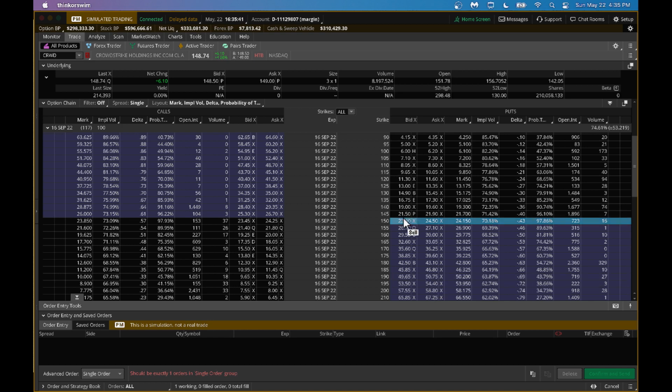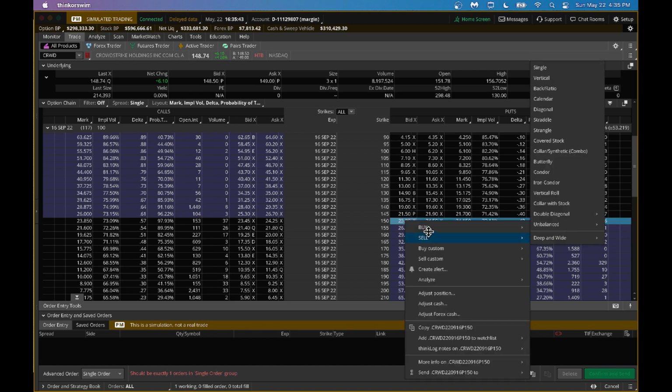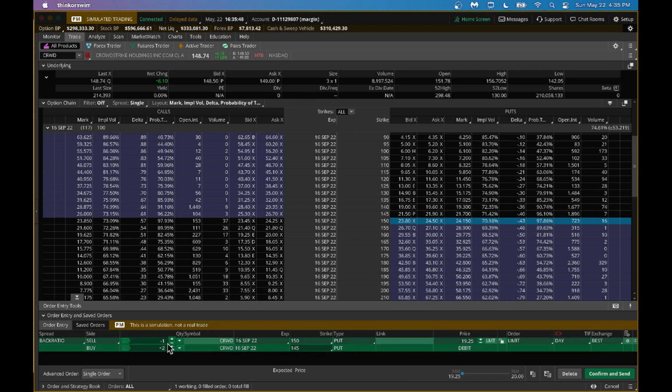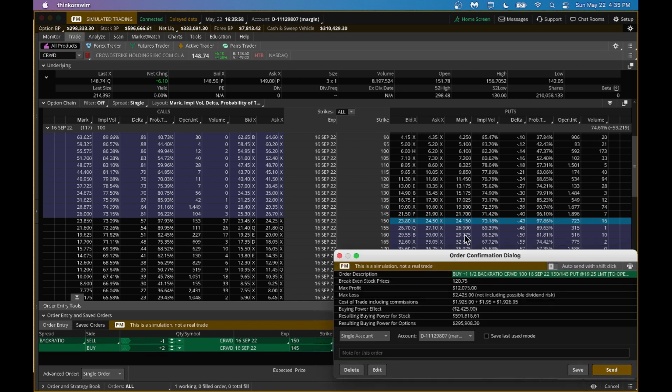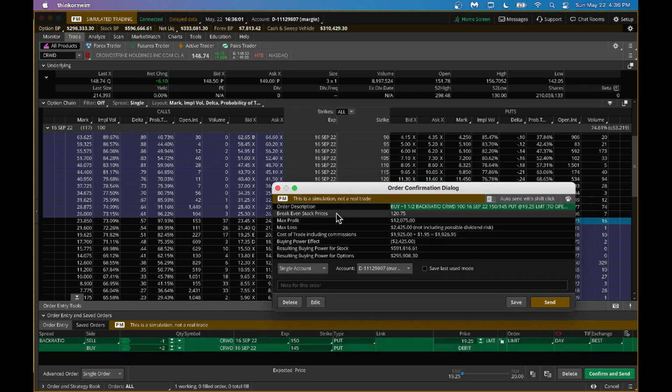And you could also do one more thing. You could buy a put back ratio spread here. So you're selling the 150 put, which is the higher price, and you're buying the 145 put here. As you confirm and send, your profitability is, look, we got a break-even price of 120, max profit is $12,000. So it's a good amount here. And your max loss is $12,425. So you could implement such strategies here.